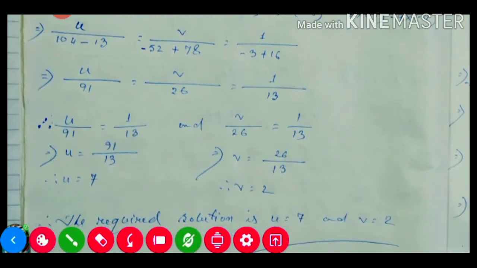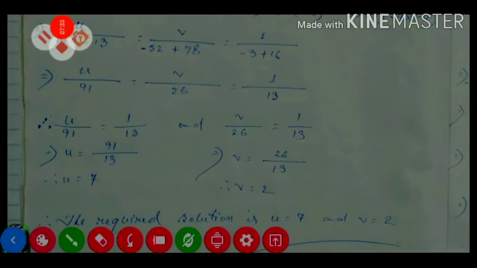Now u value will be u divided by 91 is equal to 1 divided by 13. So we are getting this. Next line will be u is equal to 91 divided by 13, and 7 into 13 is equal to 91. So we got u value is equal to 7, and b divided by 26 is equal to 1 by 13. So b will be 26 divided by 13. If we divide 26 by 13 it will be 2. So b value will be 2. Therefore the required solution is u is equal to 7 and b is equal to 2.